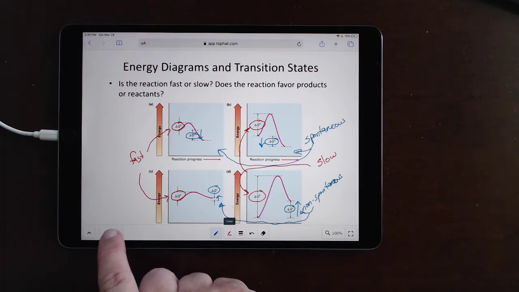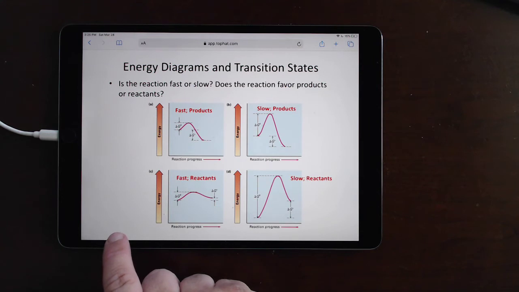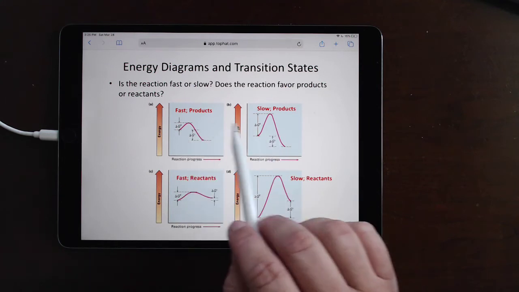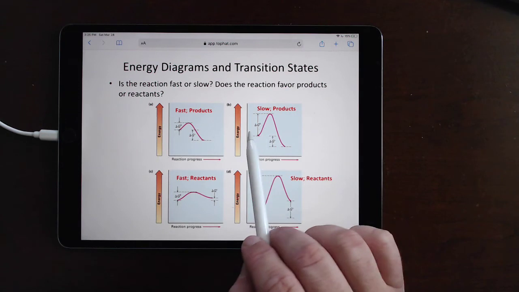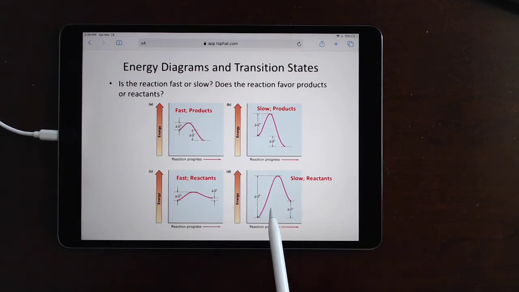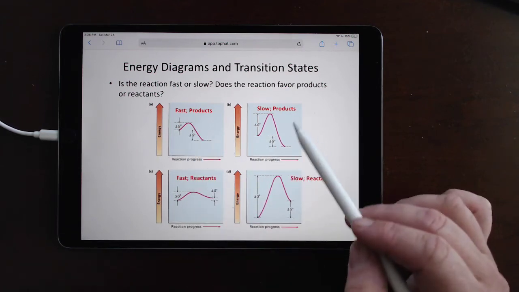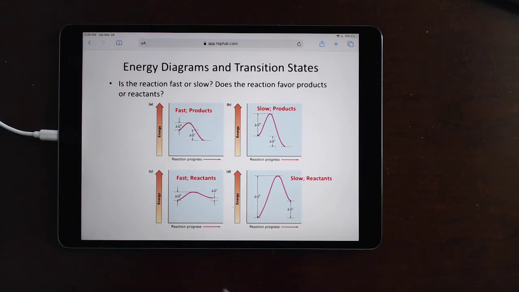So just keep those in mind. Okay? So here, for these two on top, it favors the products. Down here, it favors the reactants. But these two are fast, these two are slow. Okay.